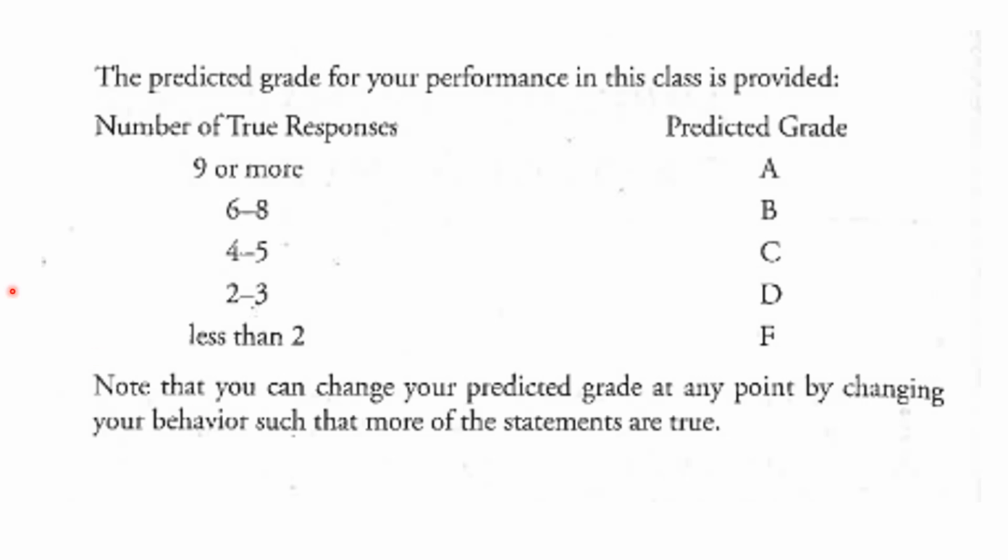Now, what she does is she also says the number of those questions that you answered true for. If you had 9 or more, you probably would earn an A in the course. 6 to 8, you would earn a B. 4 to 5, earn a C. 3 or less, you probably will not be successful in the course. But she makes a big point of noting that you can change your predicted grade at any point by changing your behavior, such that more of the statements are true.